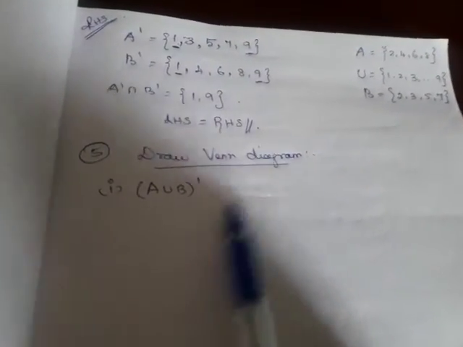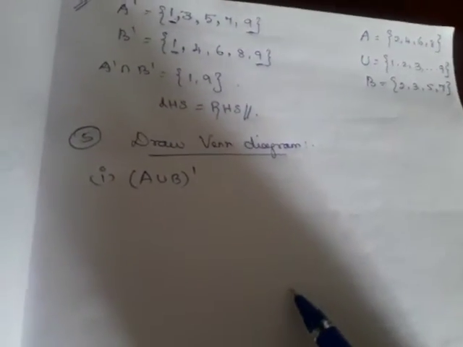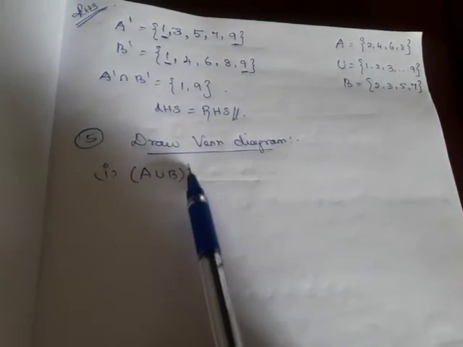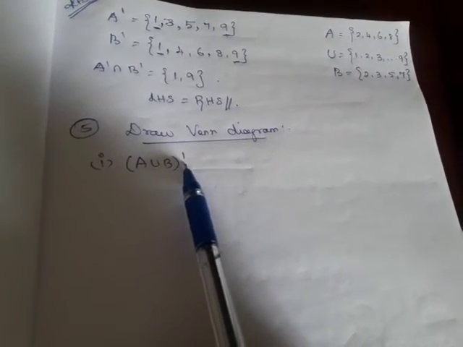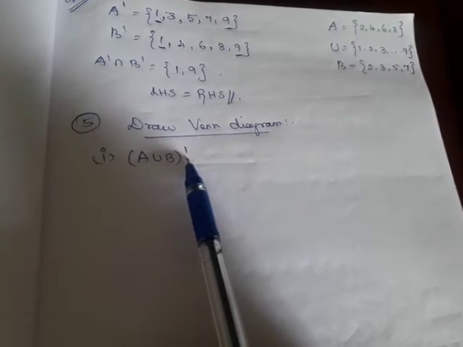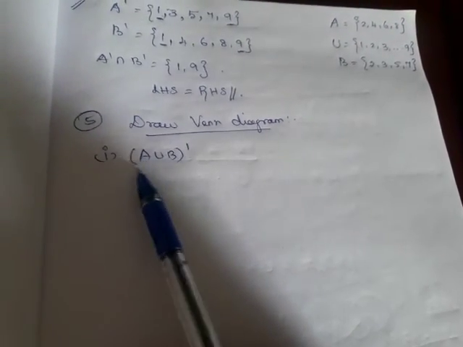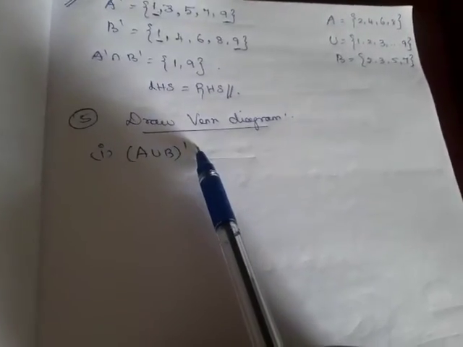See, the next question is drawing Venn diagrams. They have listed a few questions and they asked you to draw the appropriate Venn diagram. So the first question is A union B the whole dash. So how can we draw it? As I told you, step by step we can draw the Venn diagram. First draw the Venn diagram for A union B and then draw its complement.